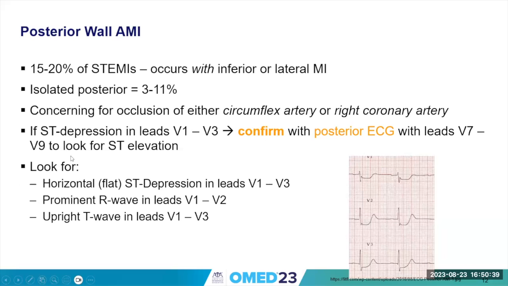So that's why it is so important to look and make sure that if there's ST depression in leads V1 to V3, you then do a confirmatory EKG in the posterior aspect, which I'll show you how to place those leads in one sec, with V7 to V9 to look for ST elevation.